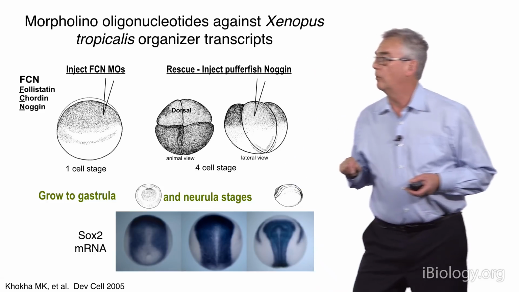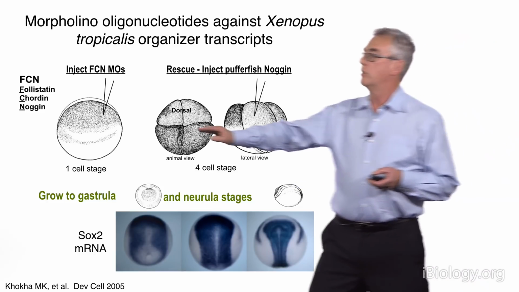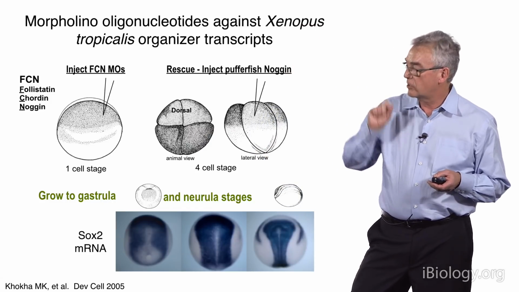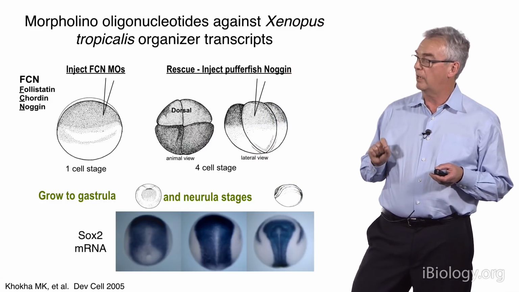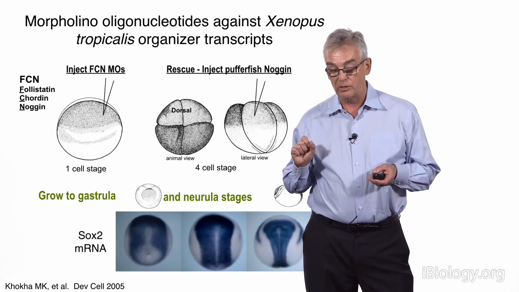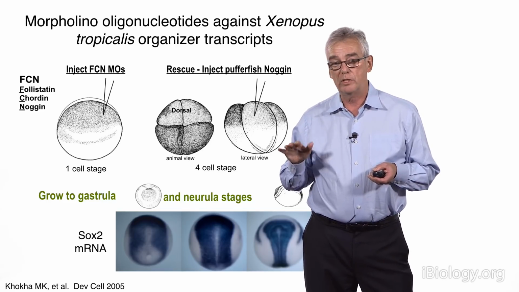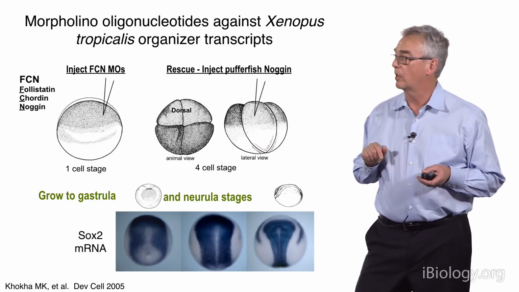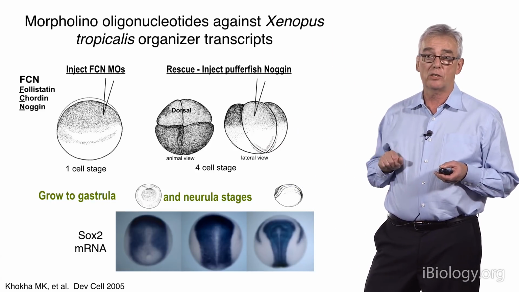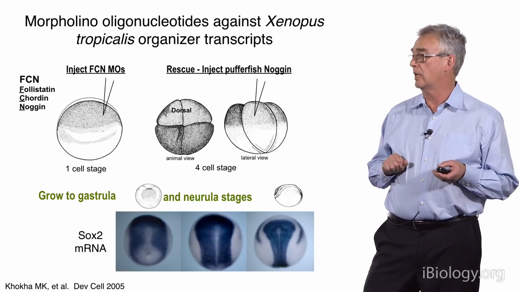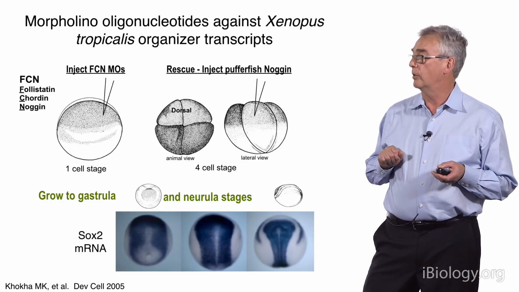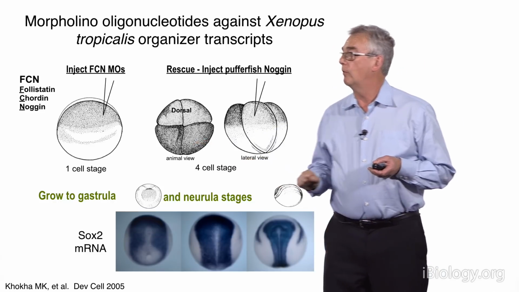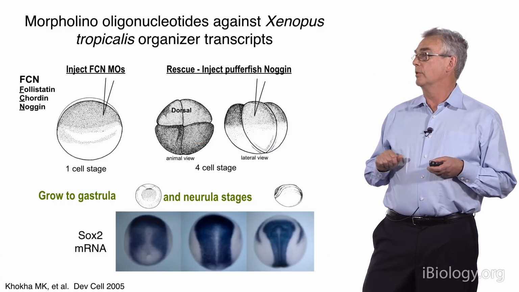So Mustafa Khokha, when he was in the lab, did this experiment using mixtures of morpholinos against follistatin, cordon, and noggin. And just as a side note, to make this simpler, we did it in the related species to Xenopus laevis, Xenopus tropicalis, which now had a sequenced genome, and so we could identify and design these oligonucleotides easily to target just single genes rather than 2 genes in the paleotetraploid Xenopus laevis genome. So we can inject these morpholinos and then ask what happens.